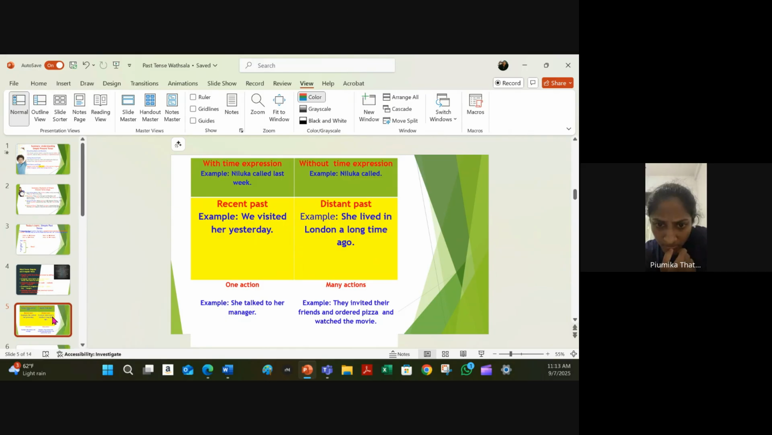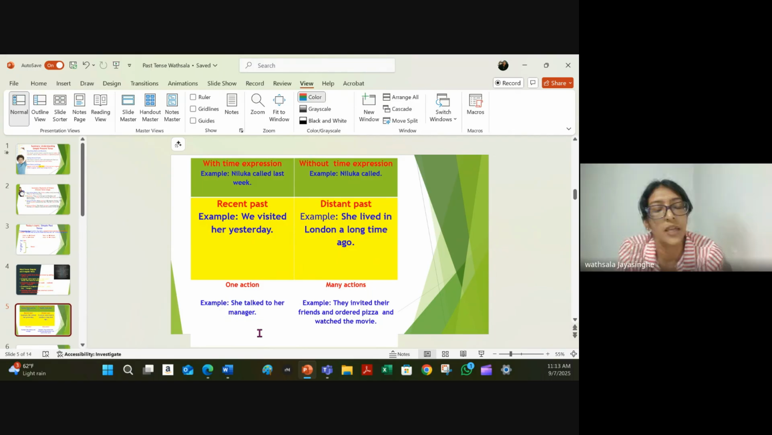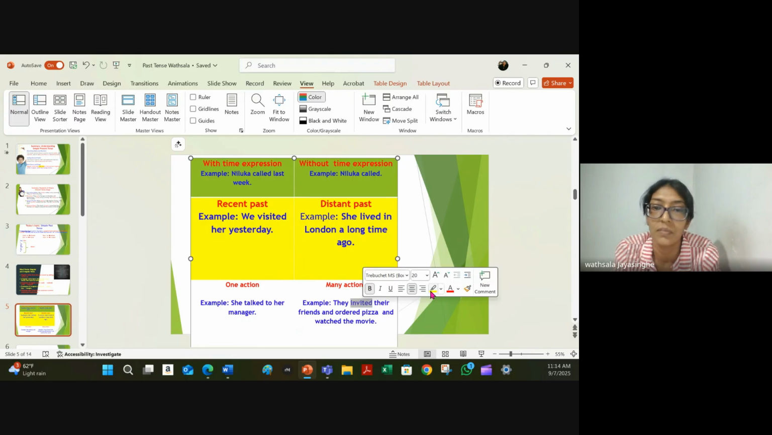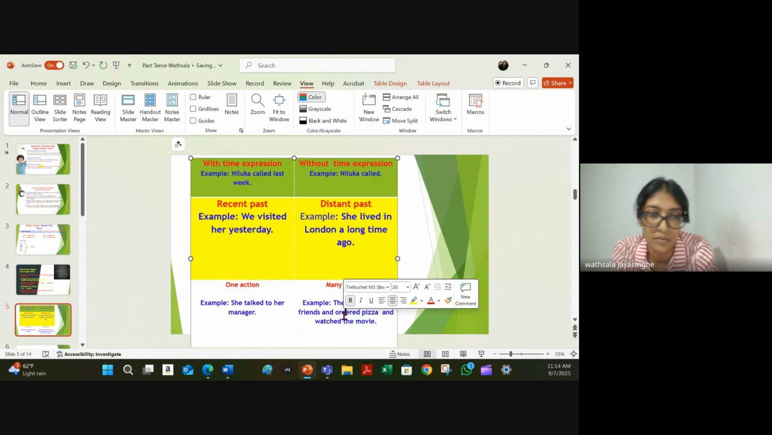Can you explain again a little bit more detail? One action and many actions. I did get it. One action means, for example, she talked to her manager. The talk is one action. And many actions: they invited their friends, ordered, and watched. There are 3 actions in this sentence.